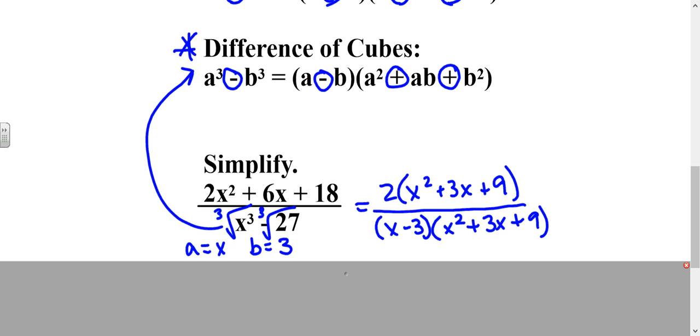Now, if you look at the top, I could see if I could factor this down further because it's a trinomial, but I'd be looking for factors of 9 that add to be 3. And if I think of the factors of 9, it would be 1 and 9, but those would add to be 10. Or I could do 3 and 3, but those would add to be 6. So this one is actually not factorable, but you'll notice that they're the same on the top and the bottom. So these will actually cancel out. So my final answer will be 2 over x minus 3.